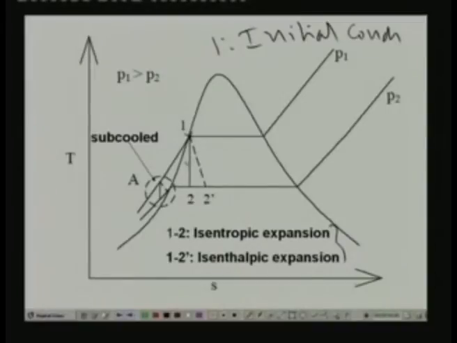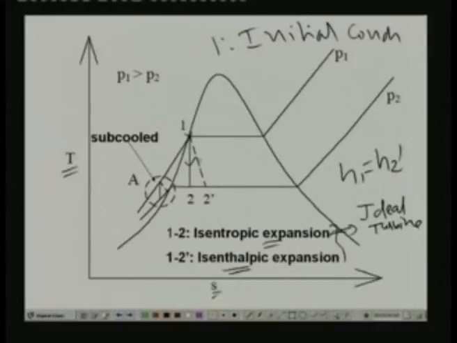So process 1 to 2. I have plotted this on TS coordinates. During process 1 to 2, entropy remains constant, so this is an isentropic expansion. That means process 1 to 2 is the process in an ideal turbine. And process 1 to 2 dash is an isenthalpic expansion process, that means H1 is equal to H2 dash. So this is the process that occurs in a throttling device.